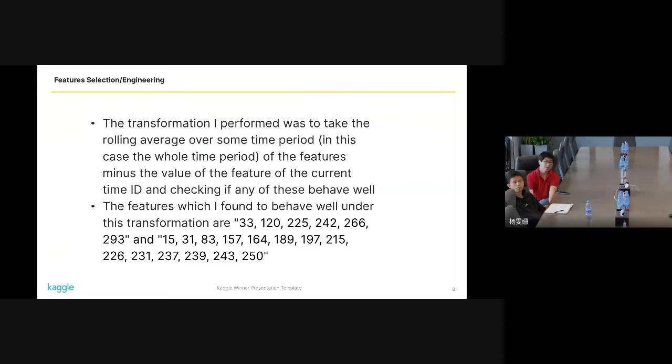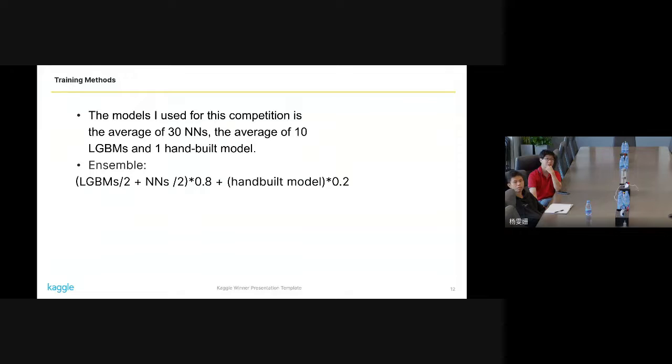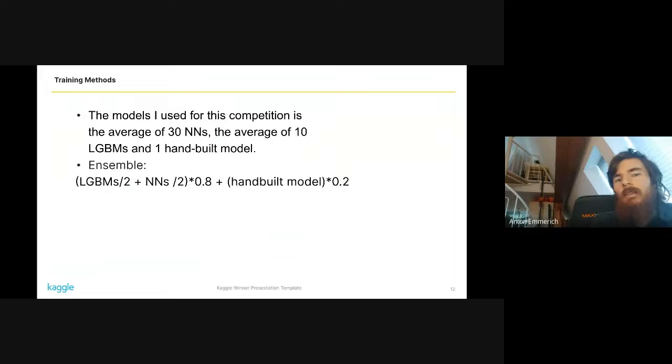Yeah, I understand that those were the things that you did to the features, but what we wanted to ask was the architecture of the hand-built model that you showed us in the second to last slide. You said you had 10 LGBM models, 30 neural network models, and 1 hand-built model. So what did the hand-built model look like? Did it use those features that you previously mentioned? Yeah, it uses exactly the transformed features I mentioned earlier, and I just added and subtracted them.